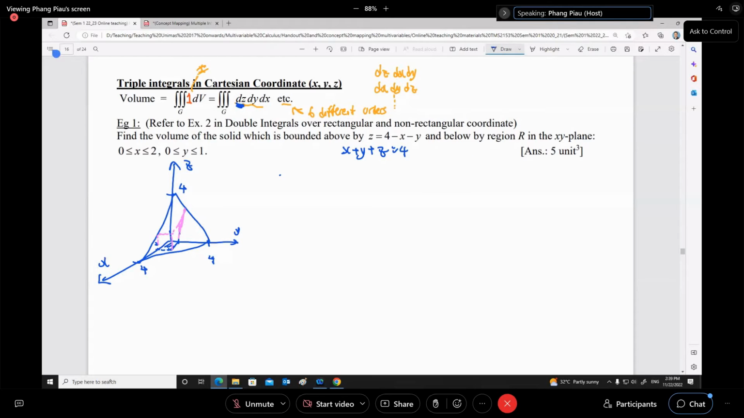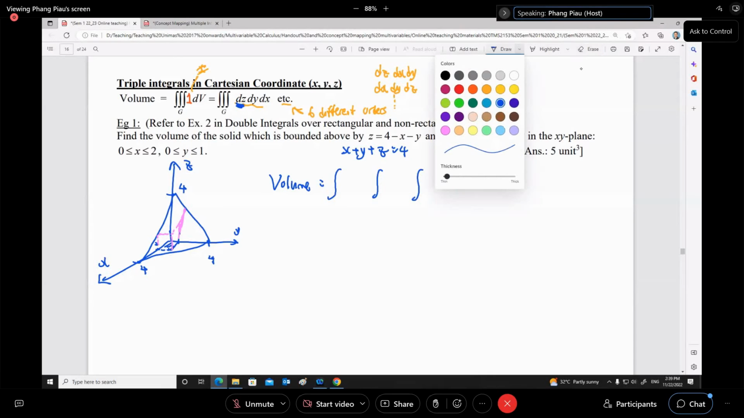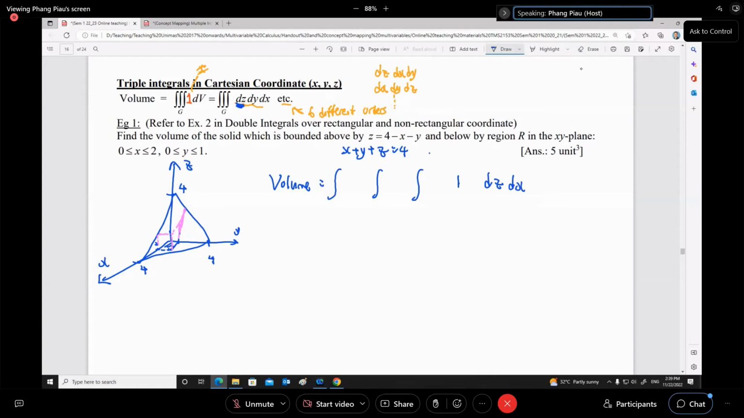Then I simply use V for volume. Of course, I write down the triple integral. So now you can have all this, or you can have all this here. I start here at 1, then you have your Z. Whether you go for Y or X first depends on you, but it is already given. I go for X first, and then go for Y. It doesn't matter if you want to go for Y first. So X is from 0 to 2, and Y is from 0 to 1.